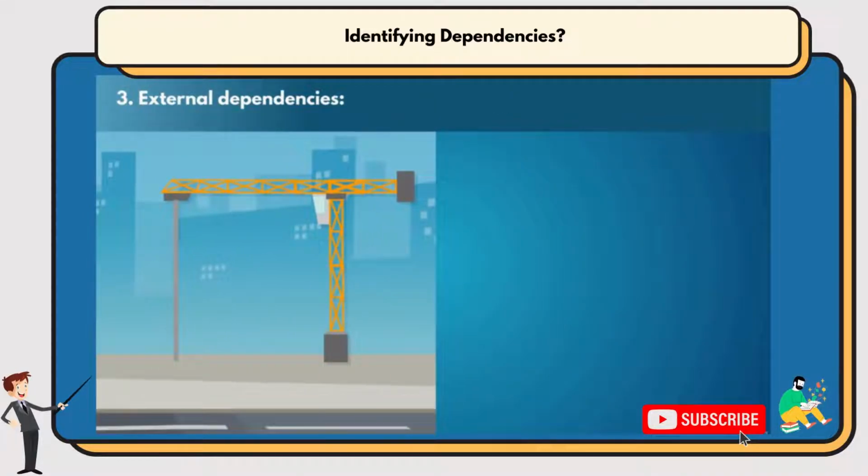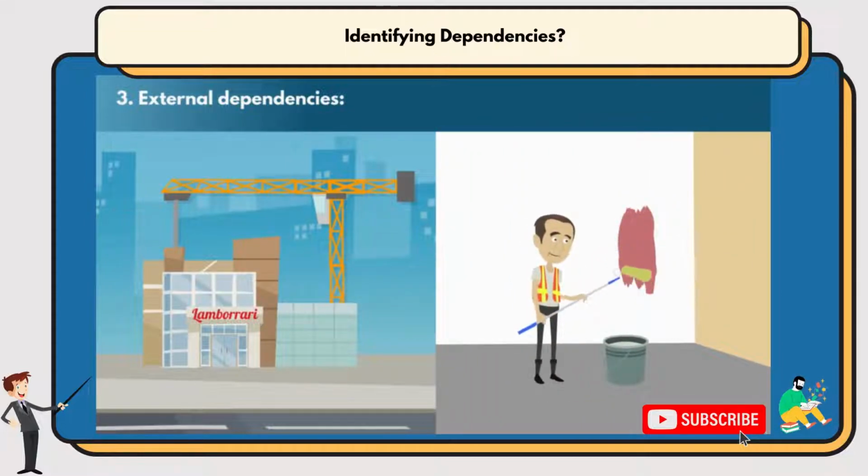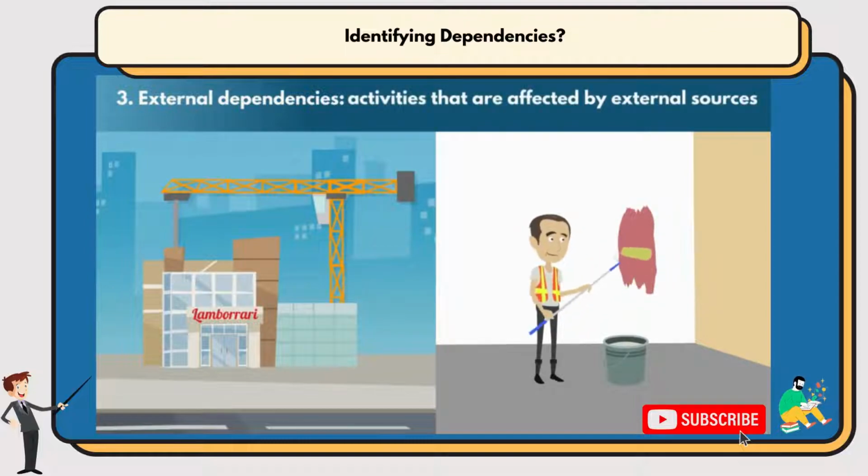Third, we have external dependencies. These can be anything from building work that needs to be signed off by the city, to paint work that can only be done in good weather. You get it. The activities that are affected by external sources.